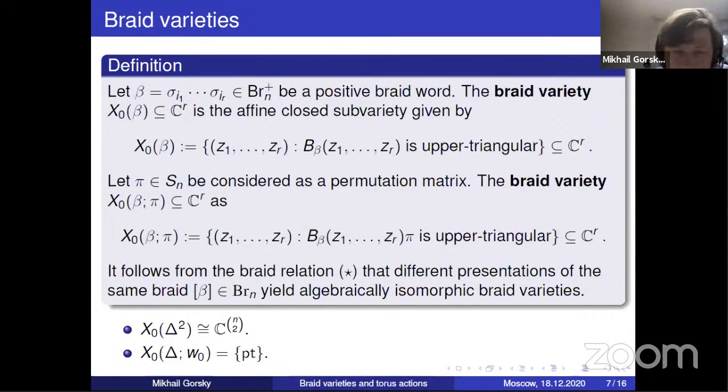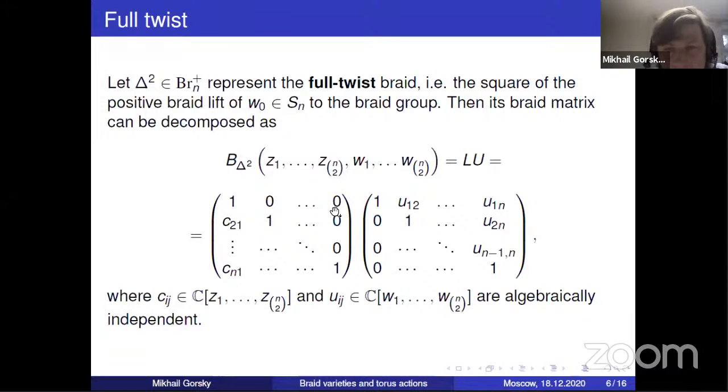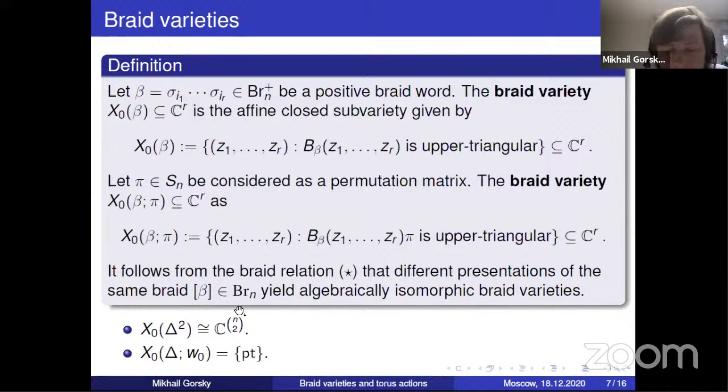Namely, what happens if we ask B of full twist to be upper triangular? Well, we go back one slide, and we see that it's a product of a lower triangular matrix times an upper triangular one. So the condition is precisely that the lower triangular matrix has to be the unit matrix. This is a condition on Cij to vanish, but Uij are arbitrary, and so any Uij can appear, and so this is just C to the corresponding power, which is interesting.